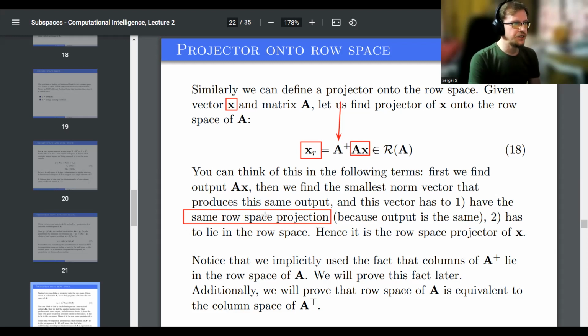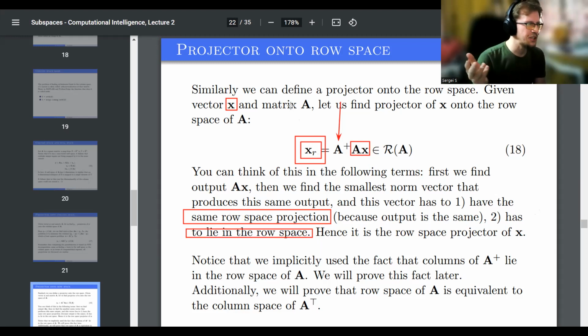Now, the row space component will be the same for both. At the same time, it will be the least norm vector. It would, in fact, lie in the row space. So this vector not only would have the exact same row space component, it will entirely lie in the row space. It wouldn't have a null space component. Why? Well, if it had a null space component, it wouldn't be least norm, because you can always delete the null space component and the vector will become shorter. Since least squares gives you the smallest norm solution, it couldn't have a null space component. That is one way to prove it.